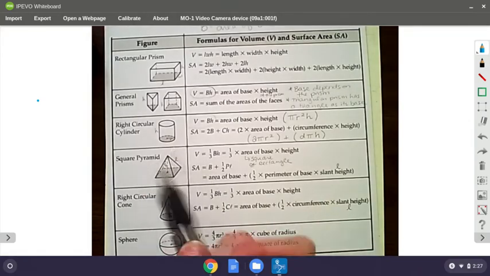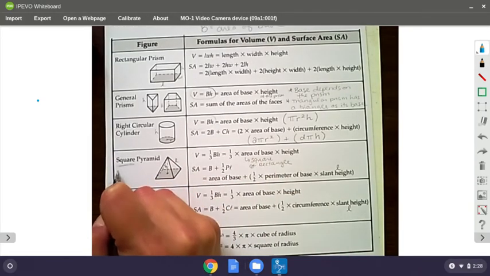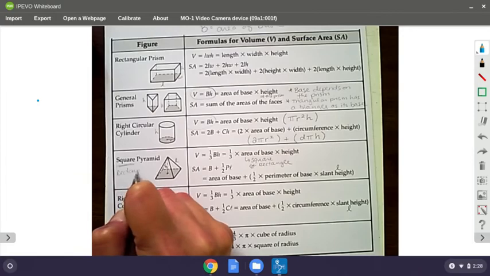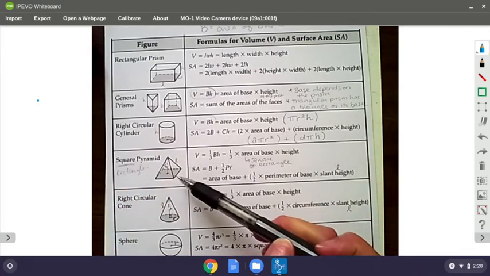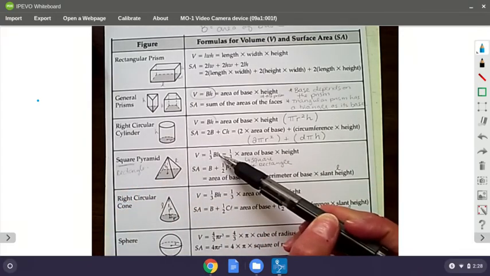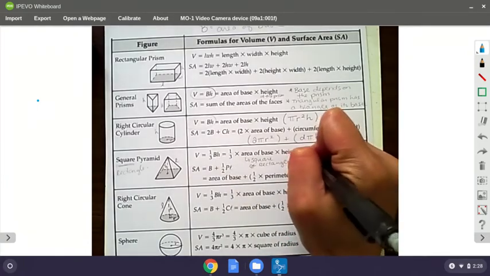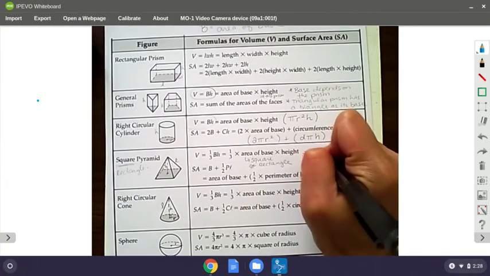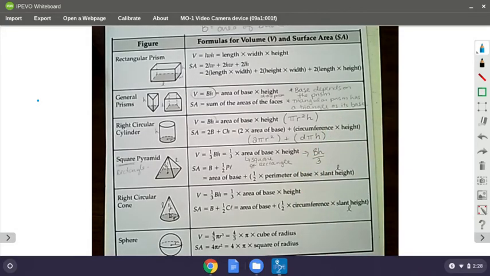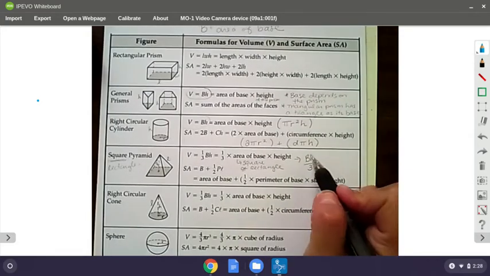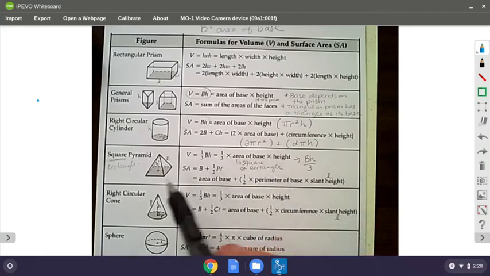Square pyramid. It doesn't just have to be a square pyramid. It could be a rectangle too. But for that one, you're doing area of the base times the height and then times 1/3 or divided by 3. I usually will do area of the base times the height over 3. It's a little bit easier than putting in 1/3 in your calculator. But the base can be a square or it could be a rectangle. It depends on the situation.